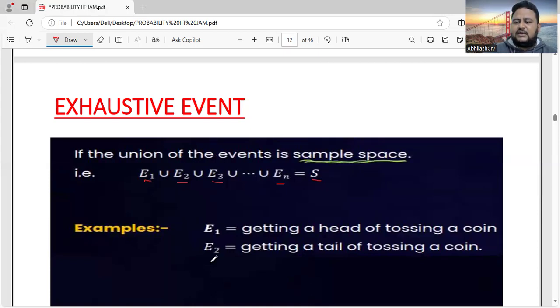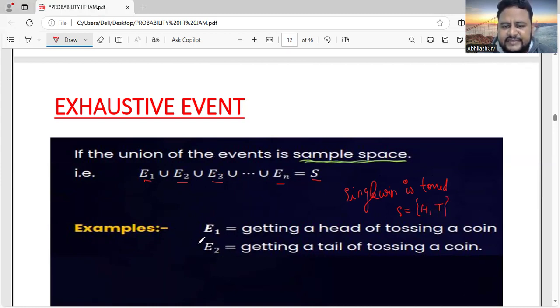So for that, I'll give one more example. Suppose a single coin is tossed. Okay, what is the sample space? Sample space is the possibilities that you can get. That is, you can either get head or tail. So this is the sample space.